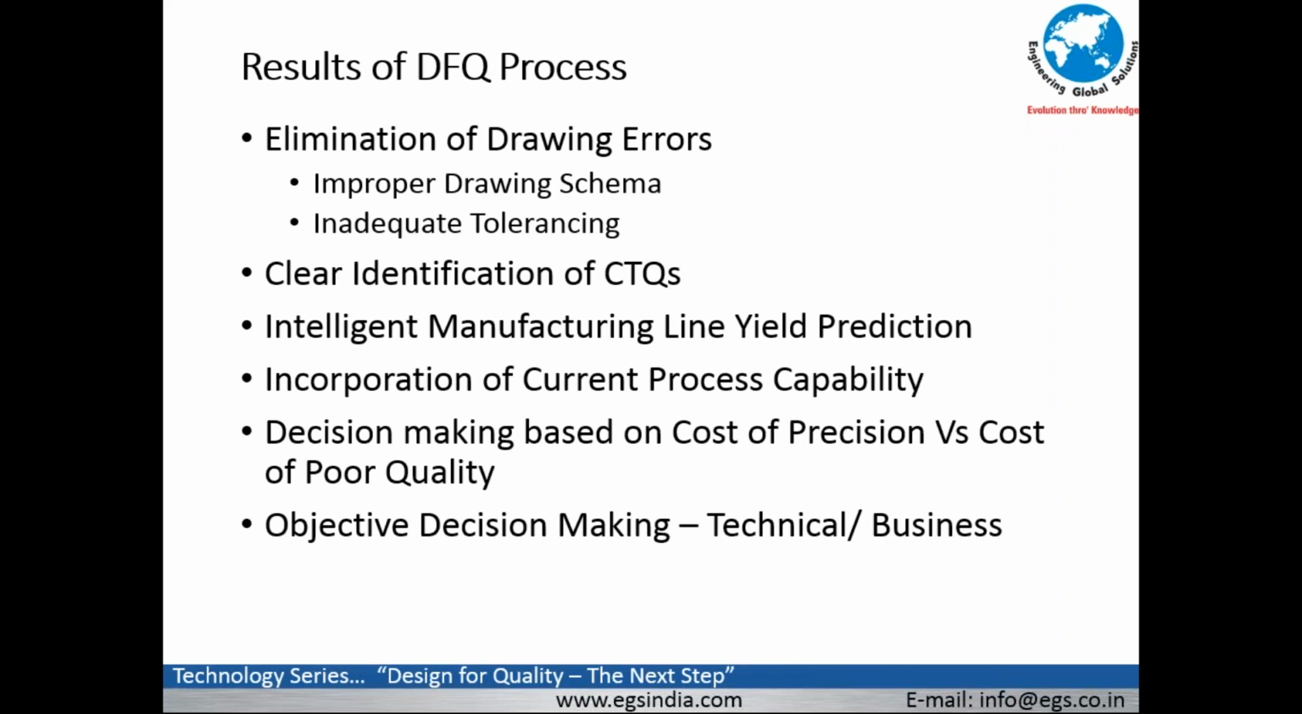Decision making on the cost of precision versus the cost of poor quality becomes a no-brainer in this kind of approach. Objective decision making, both technical in terms of tolerances given and also in terms of if the tolerances are going to get stacked up, how can I change my assembly practices so that the design for quality objectives can be met? By changing the design for assembly, the assembly process itself, it can be achieved without any change in costs. All these things can be technical decisions which can be made objectively at the design stage itself.